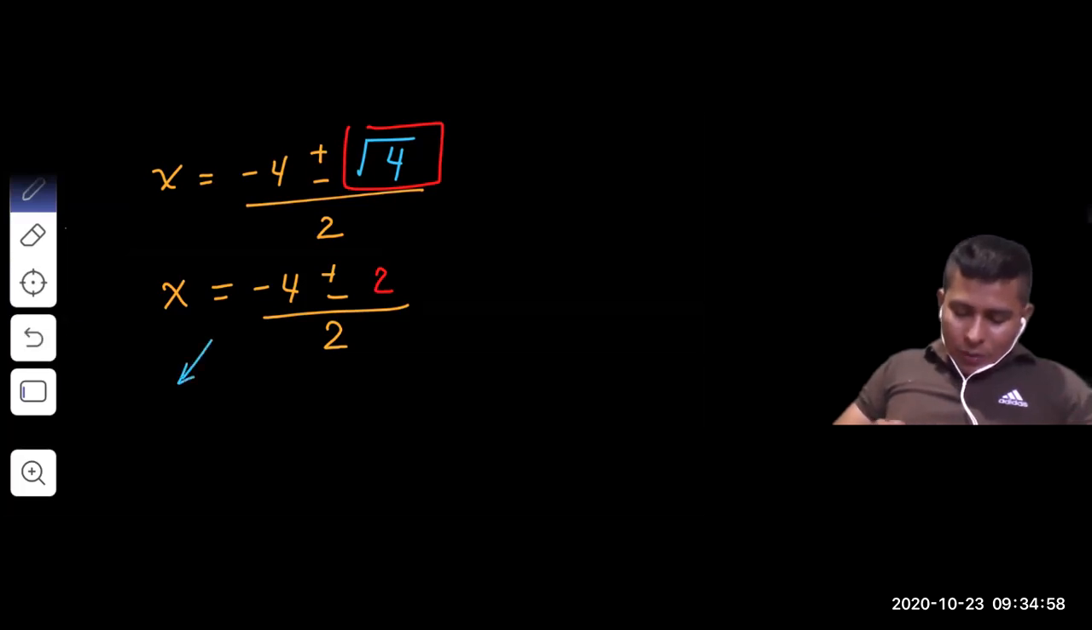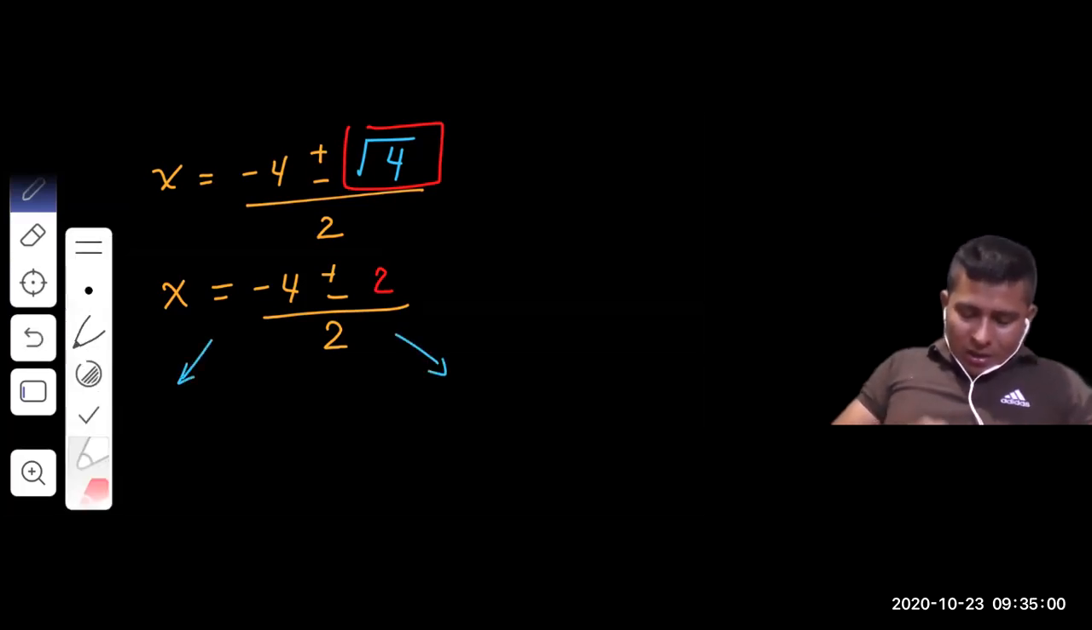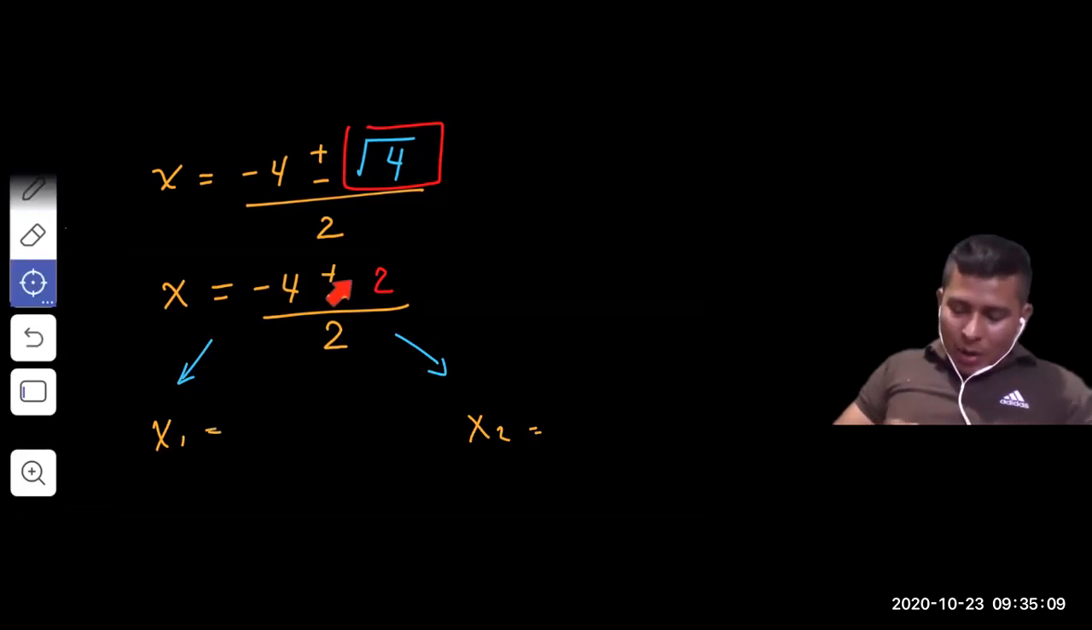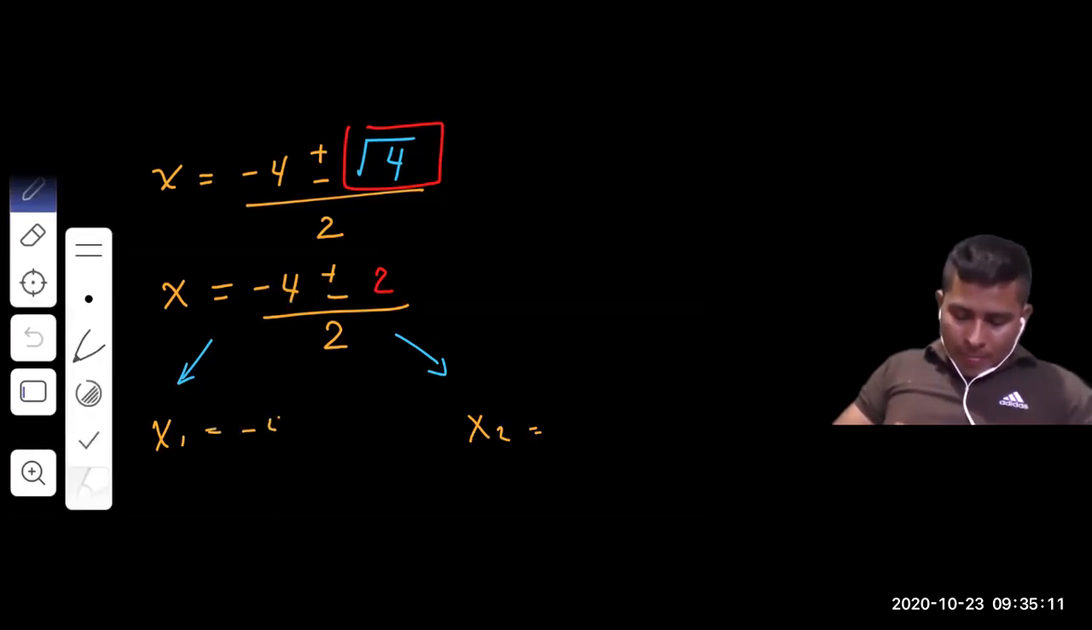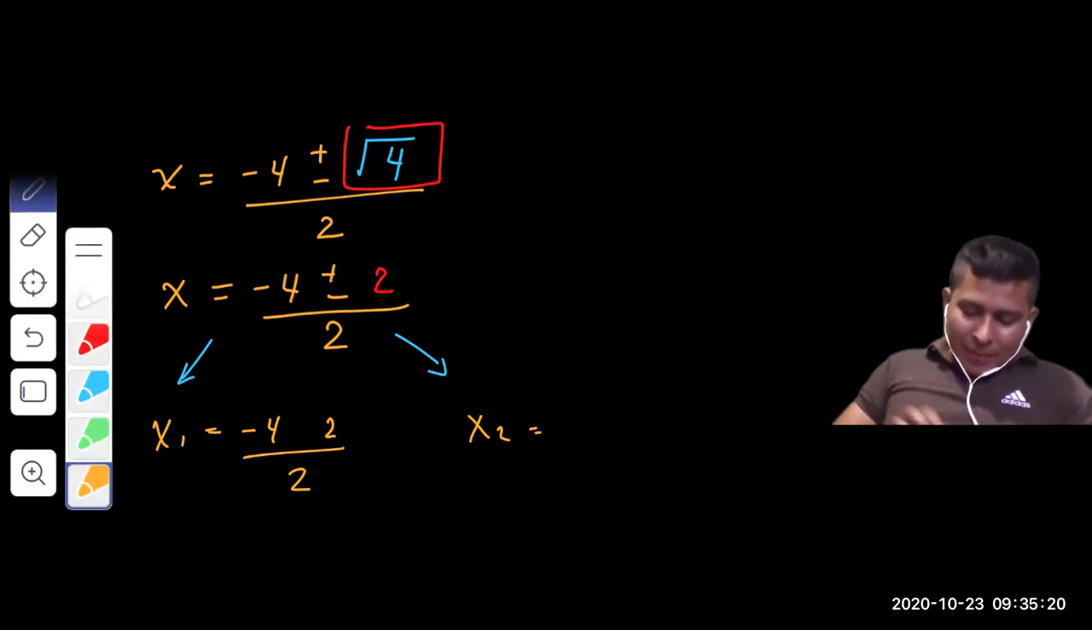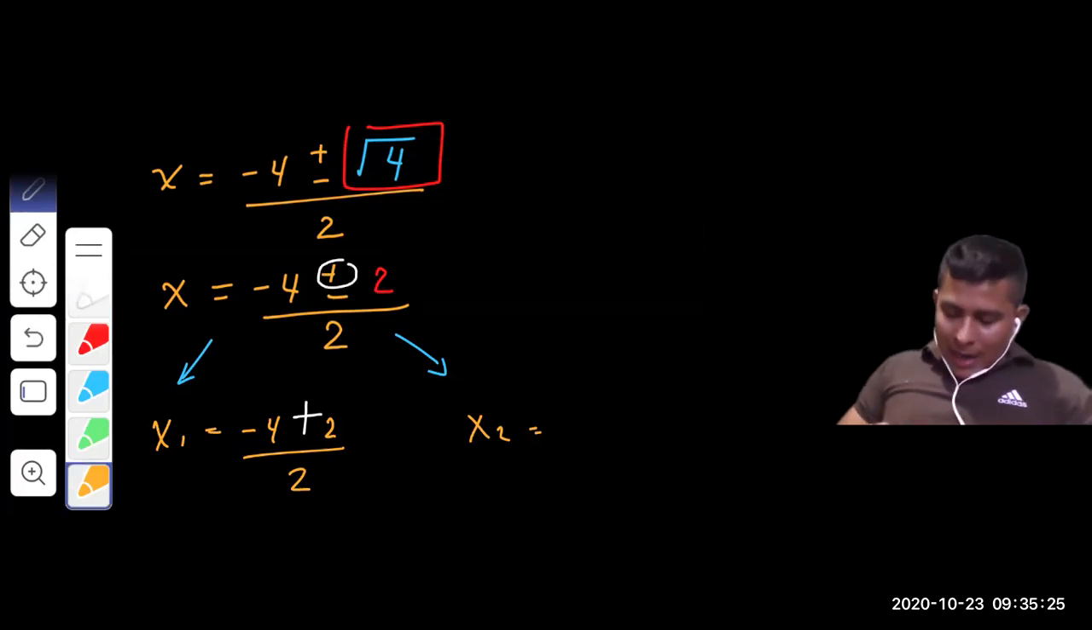I'm going to split this into 2 parts. Some books refer to this as x1. They put solution 1 and solution 2. You can do it like that too. We're going to copy exactly what we got here, -4 and 2. I don't put the sign now. Which is the first one, guys? -4, which sign? Positive. I'm going to take the positive case, this one. And on the other one, I'm going to copy exactly what I got, -4 and 2 over 2.